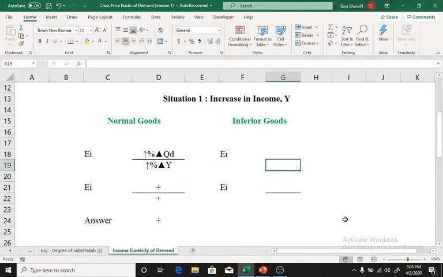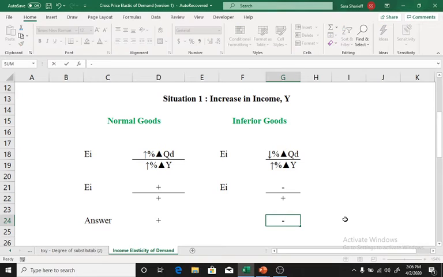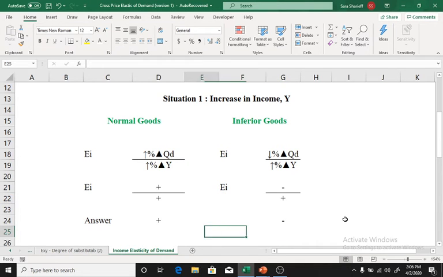What about inferior goods? In case of inferior goods, let's say there is some percentage increase in income. What will happen to the quantity demanded? Apply that same explanation. The demand curve will shift left. At the same level of price, now a lower quantity is being demanded. There will be some percentage decrease in quantity demanded. Your denominator is a positive number, but now your numerator is a negative number. A negative number divided by a positive number is a negative number. What is the conclusion? Income elasticity of inferior goods is always a negative number, right?